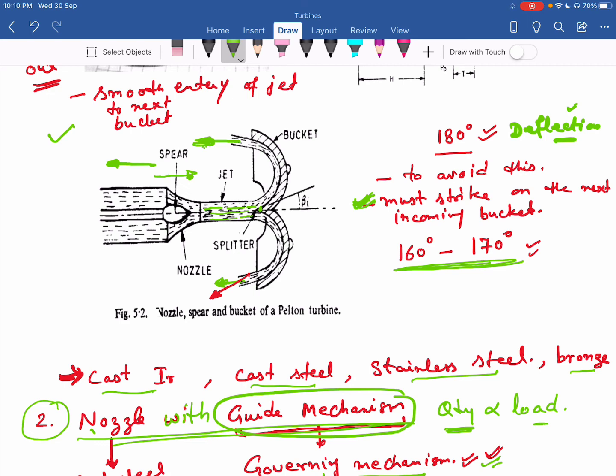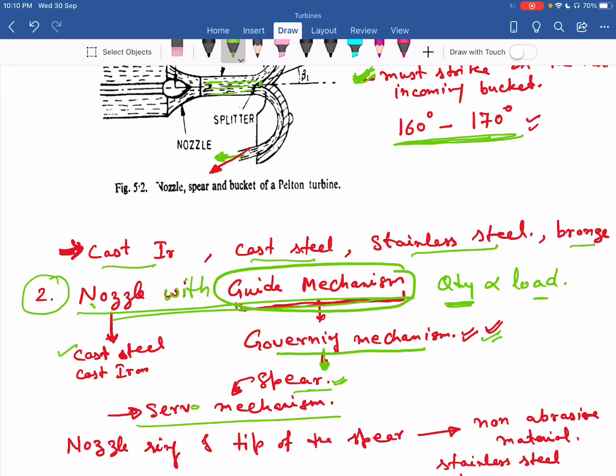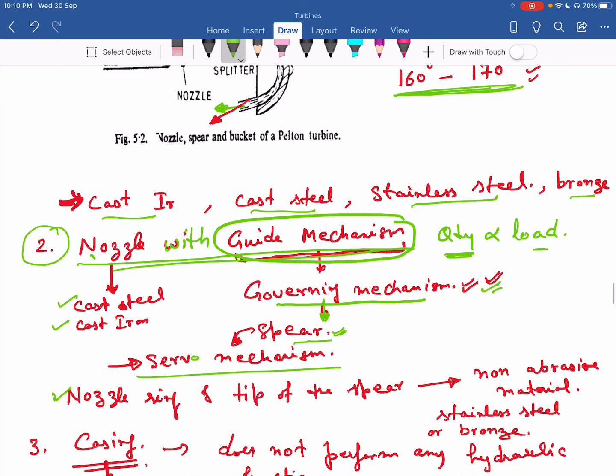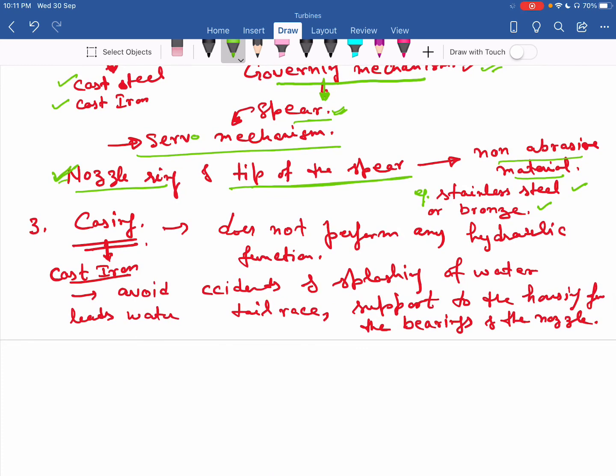Then the material for the nozzle is either cast steel or cast iron, normally for the nozzle rings. The tip of the spear is made from a non-abrasive material, like stainless steel or bronze. So in case of damage, you can easily replace the nozzle ring or the tip of the spear. Okay, so that is the second component, the nozzle with guide mechanism. The third one is the casing, which is another important component.